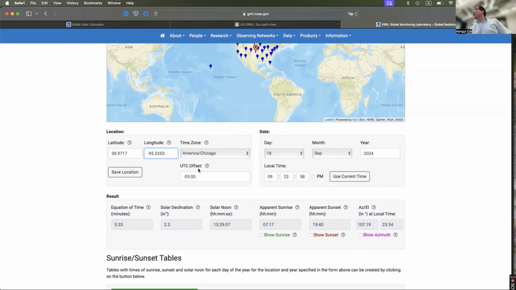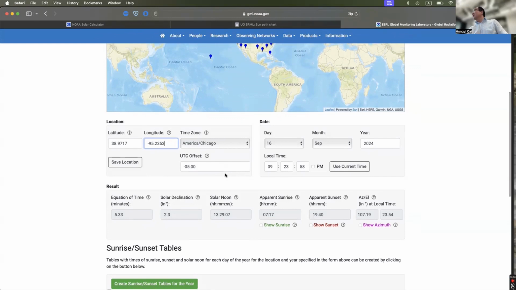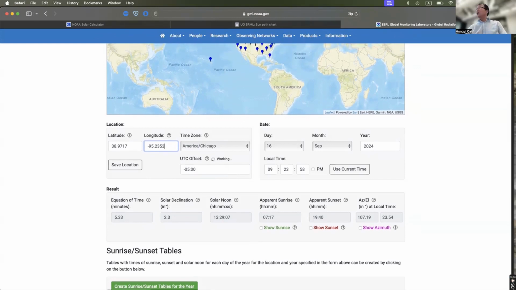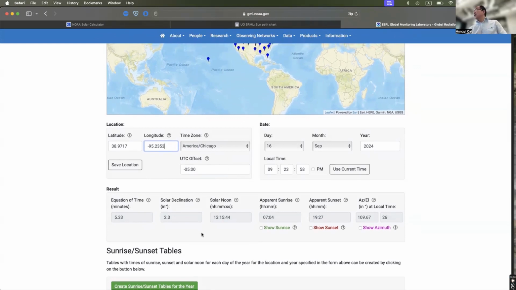I think that's it. And then you want to define the date, today's date, right? And then what time is right now the time. This is the time zone because we are in daylight saving time. So it's actually only 5 hours difference, but we would be 6 hours difference if we don't use daylight saving time. So I think that's it. So let me enter it.